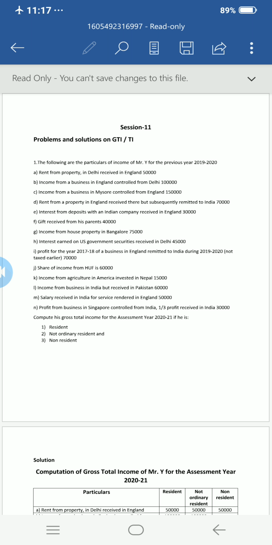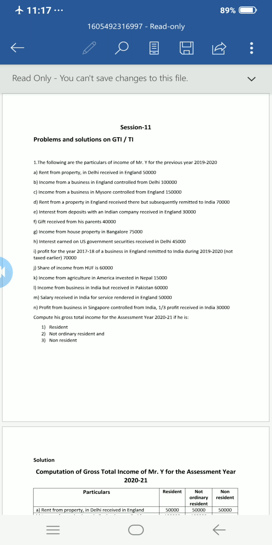Profit for the year 2017-18 of a business in England remitted to India during 2019-20, not taxed earlier, rupees 70,000. Share of income from HUF is rupees 60,000. Income from agriculture in America invested in Nepal, rupees 15,000. Income from business in India but received in Pakistan, rupees 60,000.